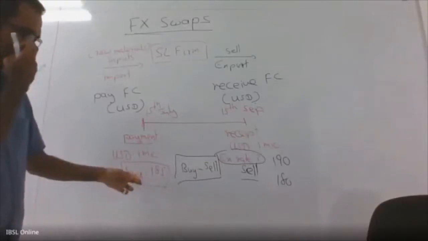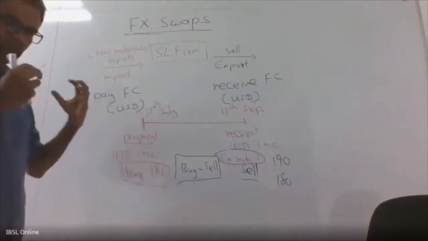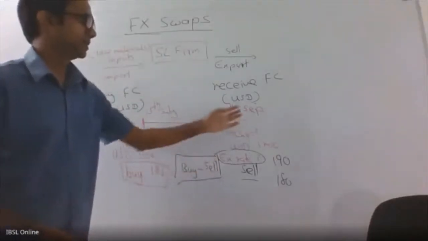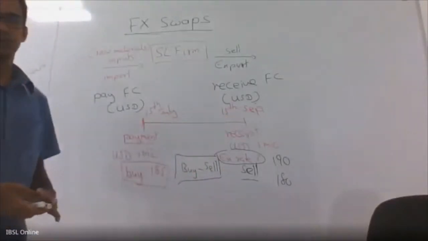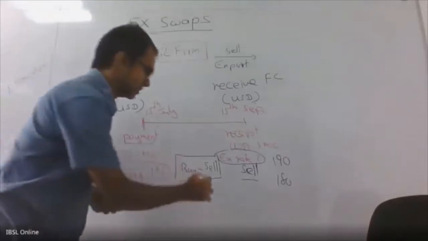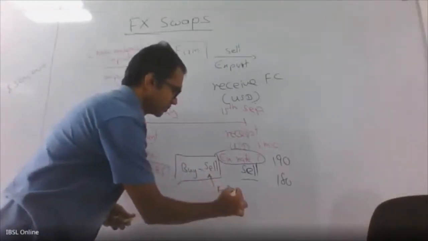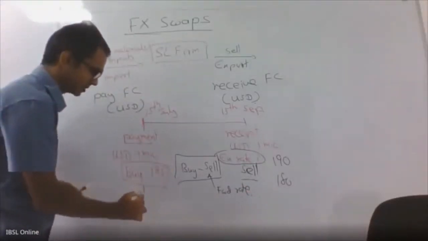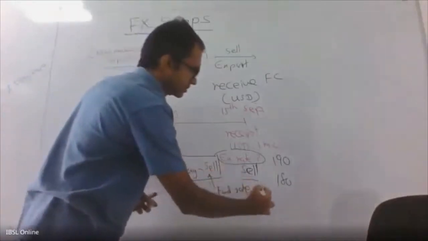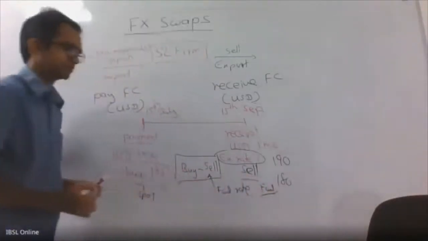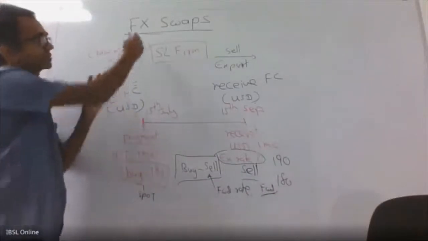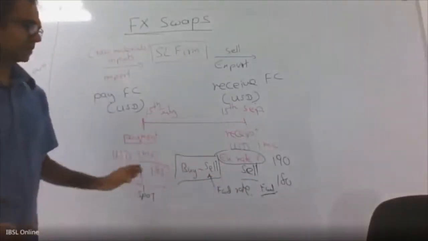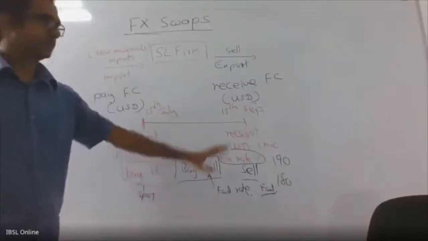You buy today, paying 185. Meantime, you enter into a transaction to sell in the future, in 3 months time, based on the forward rate. The sell transaction will happen based on the forward rate. You can see one is a spot transaction and this one is a forward transaction. So an FX swap is a combination of spot and forward. Once you do this, you don't have to worry about the future exchange rate.